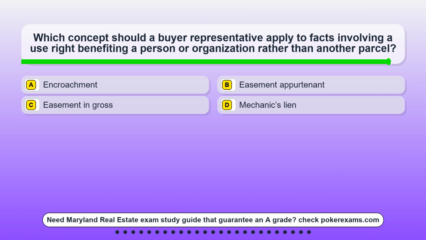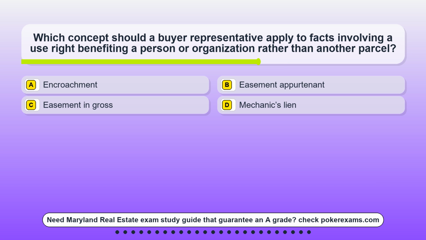Question 16. Which concept should a buyer representative apply to facts involving a use right benefiting a person or organization rather than another parcel? Option A, encroachment. Option B, easement appurtenant. Option C, easement in gross. Option D, mechanics lien.